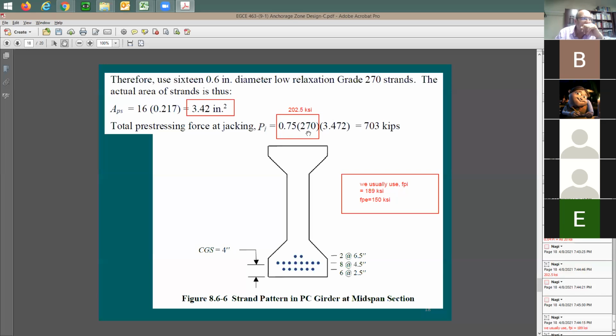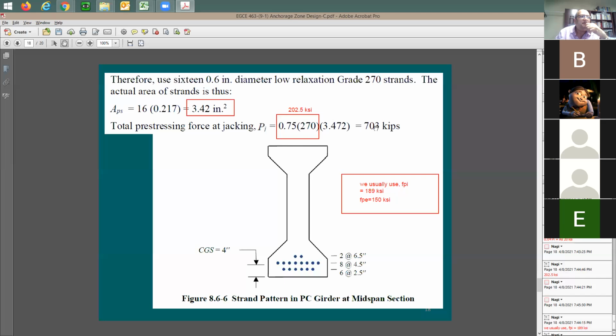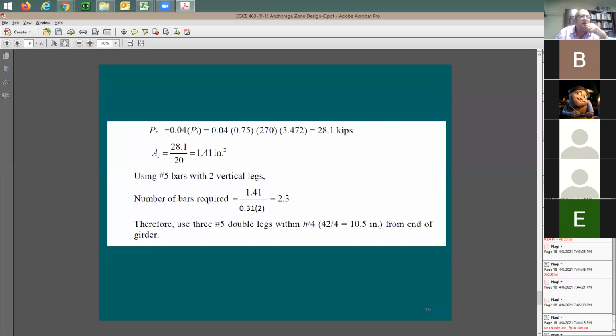When you take this FPI multiplied by APS, it's going to give you here PI, turning out to be 700 kips roughly. So I'm going to say about 700 kips. According to Caltrans design specifications, I'm going to be taking 4% of this number. So now we're going to be taking 4% of the 703 kips. Now let's see what's going to happen. Here is 4% of the 703 kips. You're going to end up with 28 kips, or 28.1 kips, for the PR.